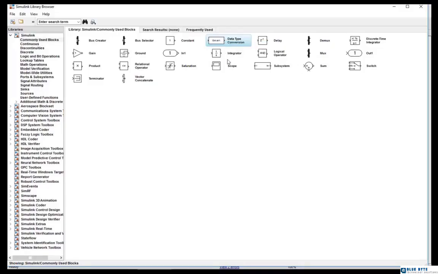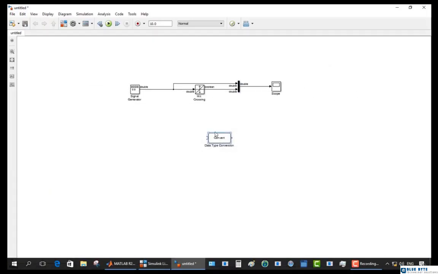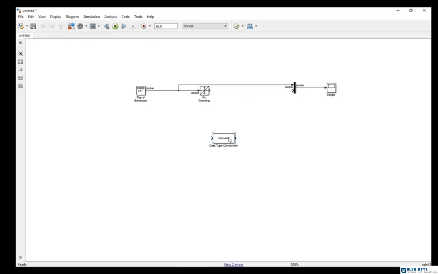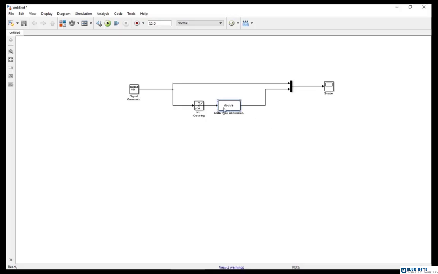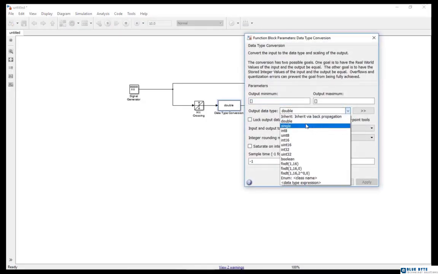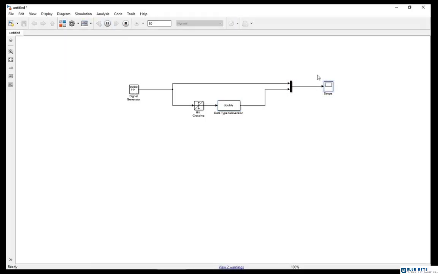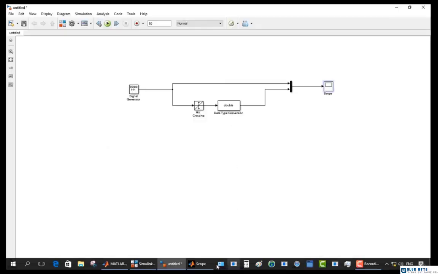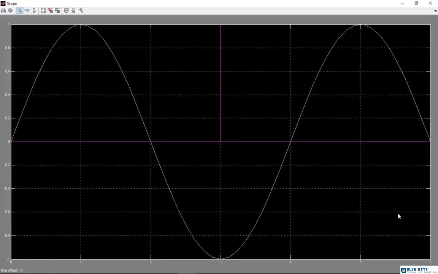I use this block and set it on the output of the hit crossing block. The Boolean signal enters the data type conversion, and then the double signal exits from it. So in this block, I set the output data type as double and then run the system. Now, as you can see, we don't have any error. Data type conversion could convert the Boolean signal to double. It was one of the applications of data type conversion that I showed here.